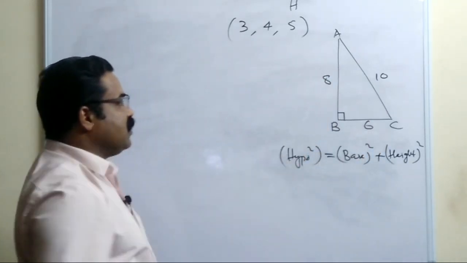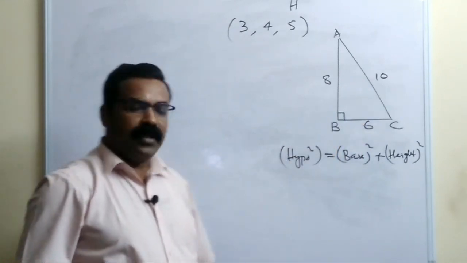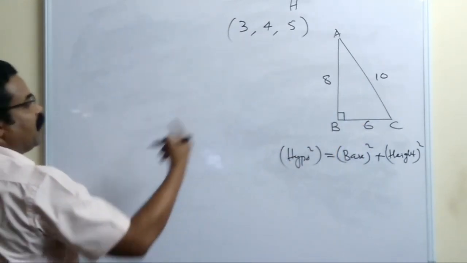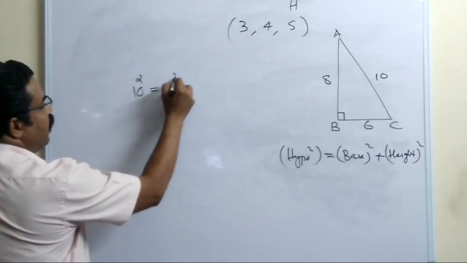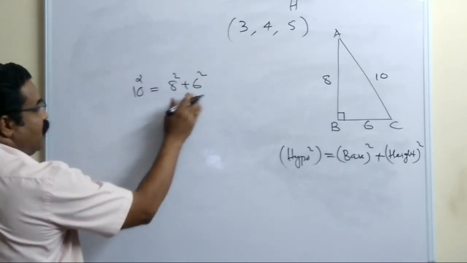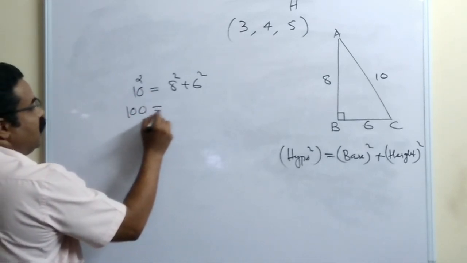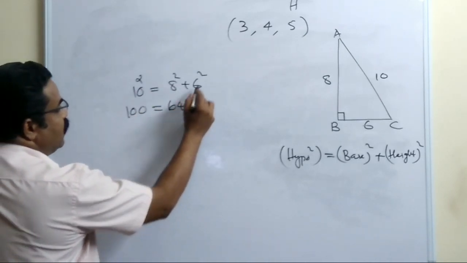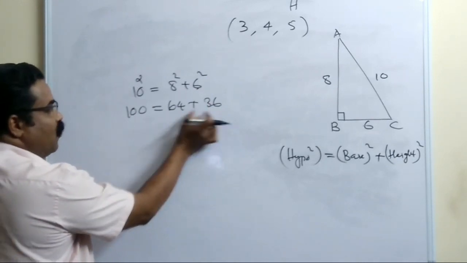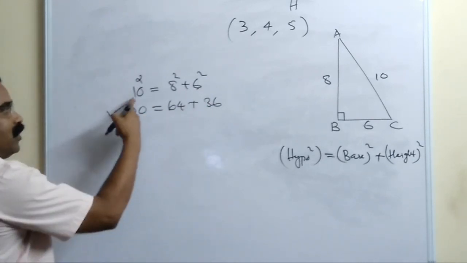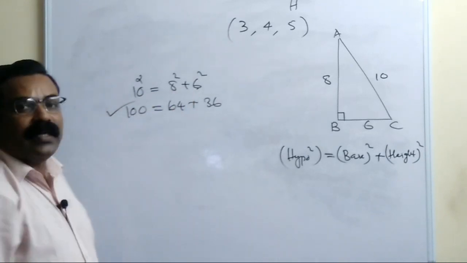And let us check whether this group makes a Pythagorean triplet or not. If this is a Pythagorean triplet, then it should follow what? 10 square should be equal to 8 square plus 6 square. Let us check it. 10 square will be 100, 8 square will be 64, and 6 square is 36. So when I add 64 and 36, I am getting 100. So 10, 8 and 6 are Pythagorean triplets.